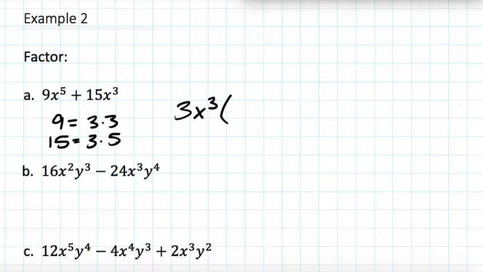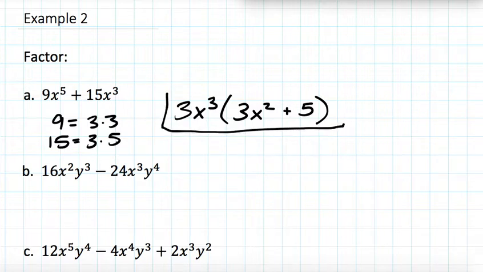What do I multiply by 3x to the third to get 9x to the fifth? Well, 3 times 3 is 9, so I need to multiply by 3. And then to get to x to the fifth, I need 2 more x's. So we're using the product rule here. Remember that you're adding exponents when you're multiplying. So that's going to be 3x squared. And then I have the plus sign. And then 3 times 5, I need a 5 to get to 15. And then x to the third, I already have x to the third, so when I distribute this back, I get what I started with. So that's the answer for the first one.